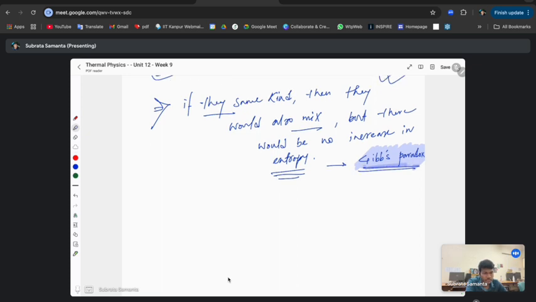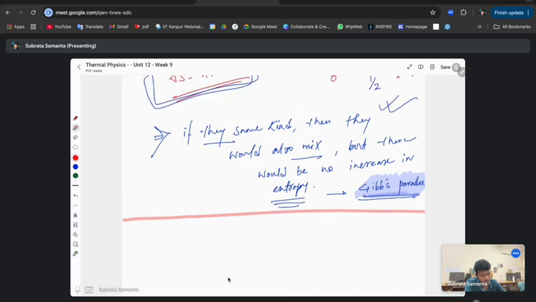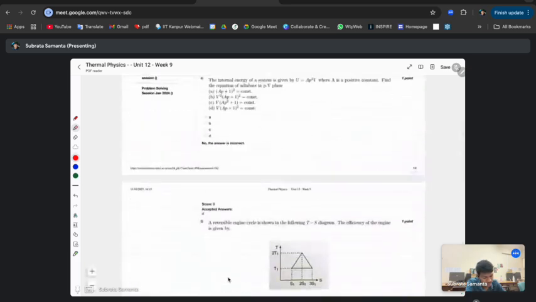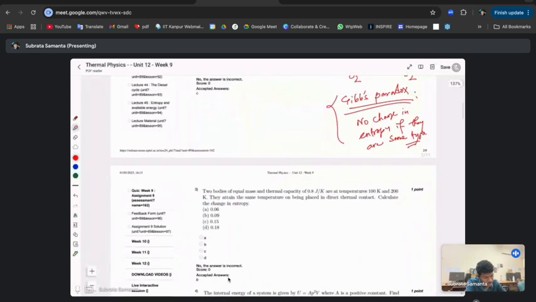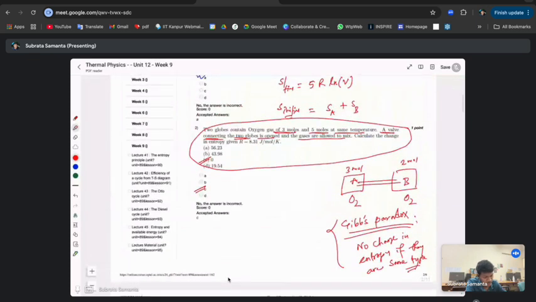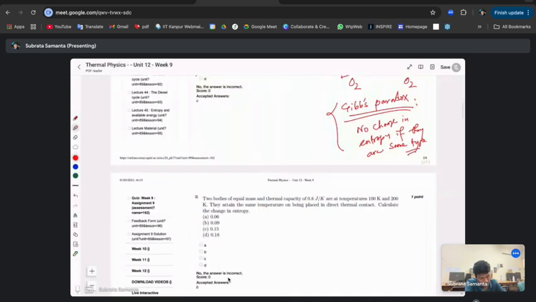Okay, all right. So now I'm going back to the problems. So this is due to the Gibbs paradox, so the change in entropy is 0, because both are oxygens. So now go to problem number 3.